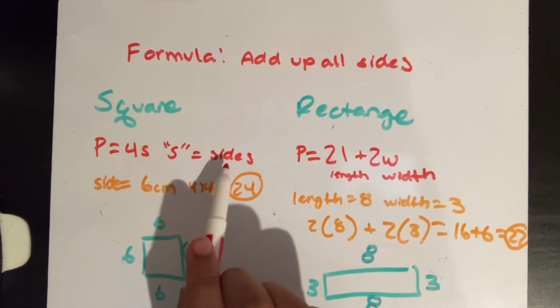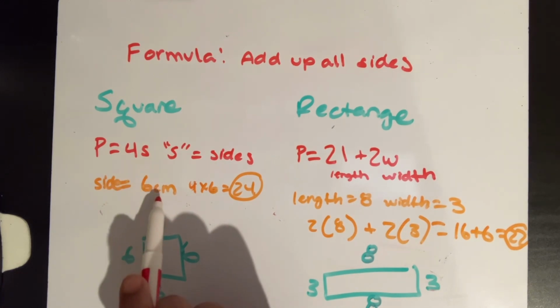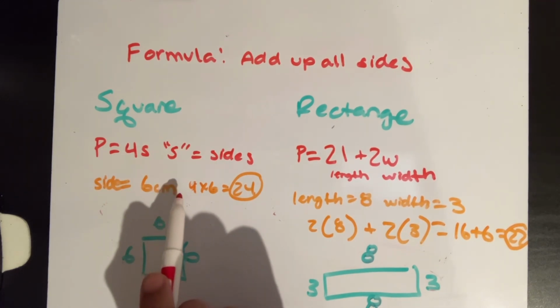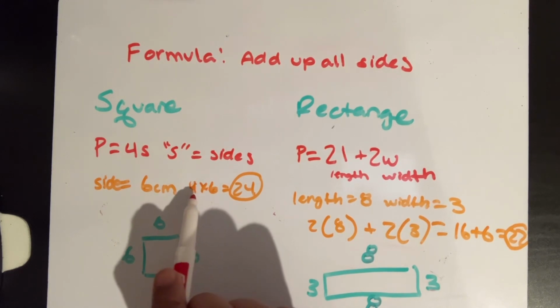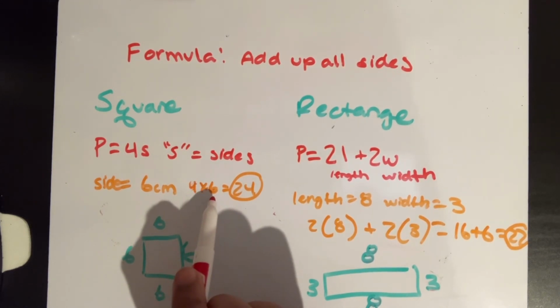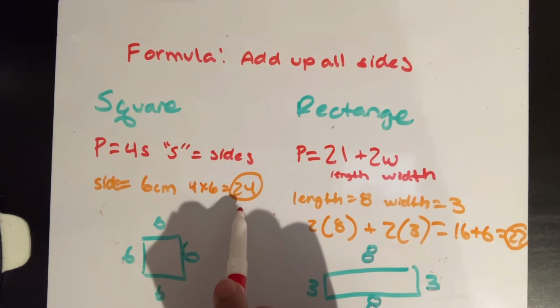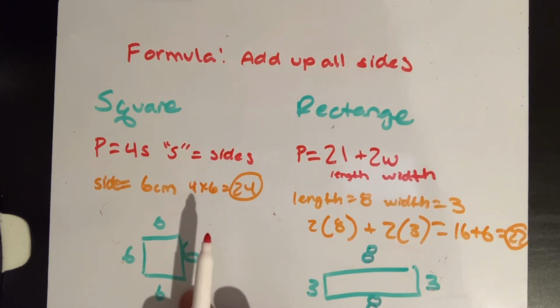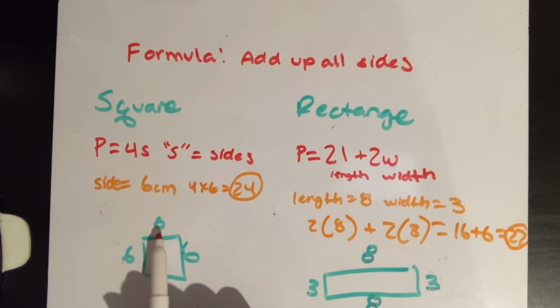S equals sides. So, if a side is 6 centimeters, then you would multiply 4 times 6, because there are 4 sides and the length is 6. And so that means that our square is 24 centimeters in perimeter. Let's look at it in a drawing. 6 centimeters, 6 centimeters, 6 centimeters, 6 centimeters by 4 sides. If we add those up, 6 plus 6 equals 12, plus 6 equals 18, plus 6 equals 24.